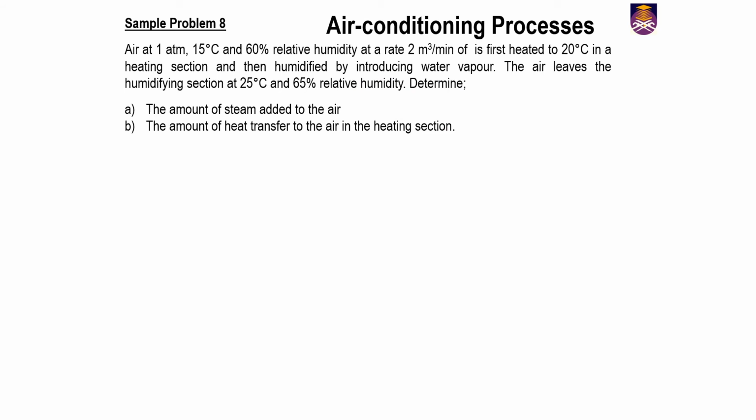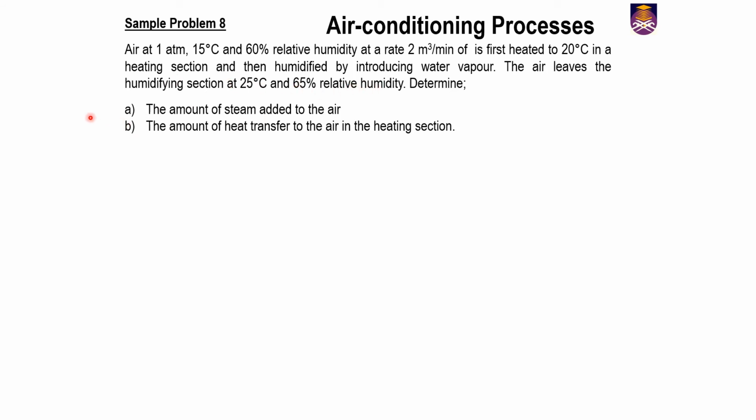Now we have the third example, sample problem 6.10. So again, you have air at 1 atm, 15 degrees C, 60% relative humidity. You are given a volumetric rate, 2 meter cube per minute. It is first heated to 20 degrees C in a heating section and then humidified by introducing water vapor. The air leaves the humidifying section at 25 degrees C and 65% relative humidity.